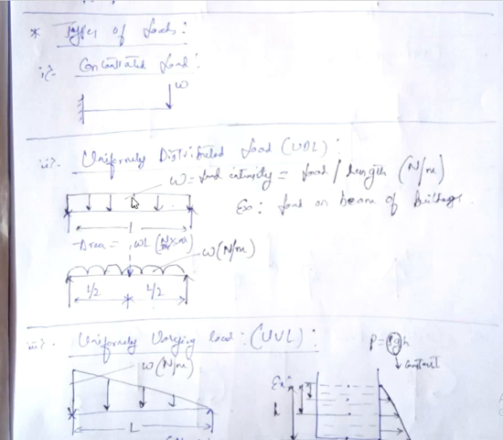After converting this UDL into a point load, the point load will be acting exactly at the center of this length. The total length was L. After converting UDL into a point load, it becomes W into L, because height is W and length is L. So the point load will be W into L, and it will be acting exactly at the center. That is L by 2 from this end or L by 2 from this end.